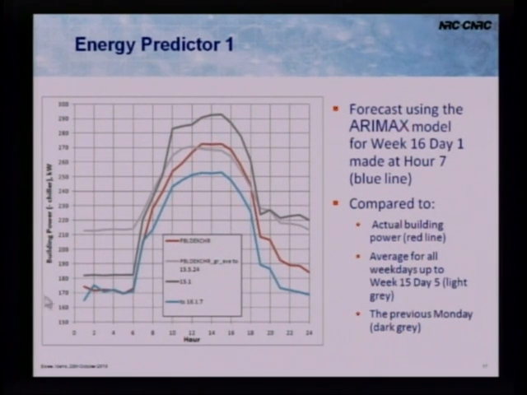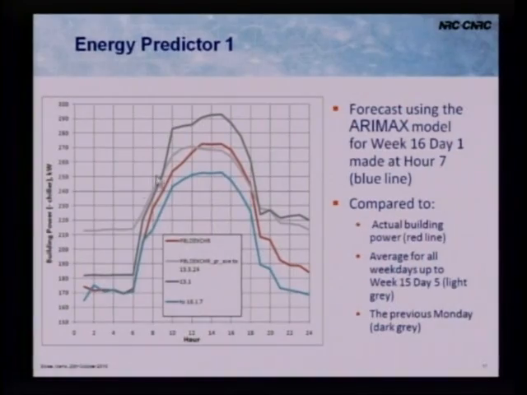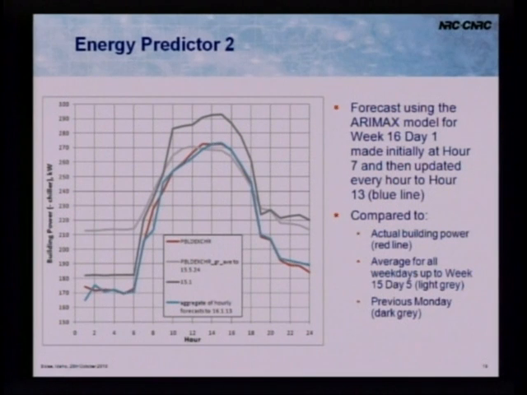Our model is predicted by this blue line. So we used data up until 7 a.m., and at 7 a.m. we predicted the energy use for the rest of the day. And you can see it's not too bad for the first couple of hours, and then gets worse as the day progresses.